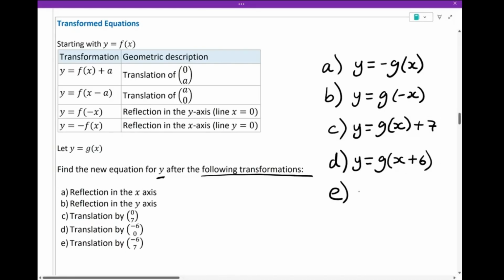So I would get y equals g of x plus 6. And then we'd have the plus 7 written on the outside for our vertical component. And that would be my final answer.